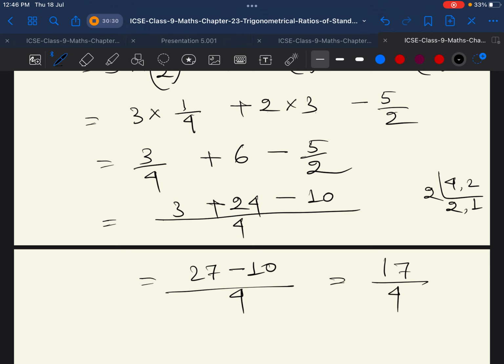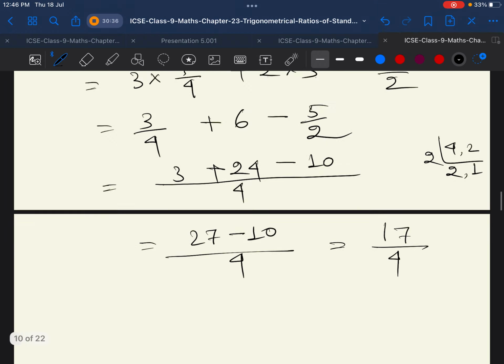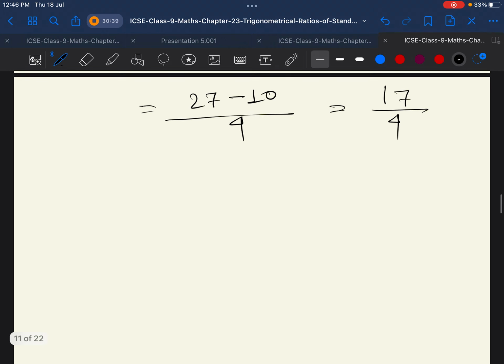Now question number 3. Prove that this is 1. Left hand side. First we take the left hand side here.